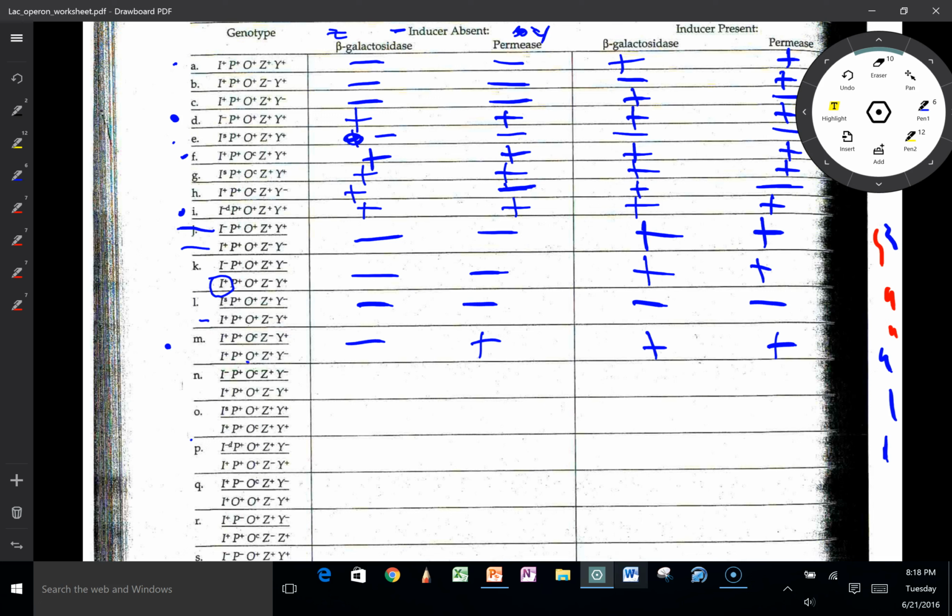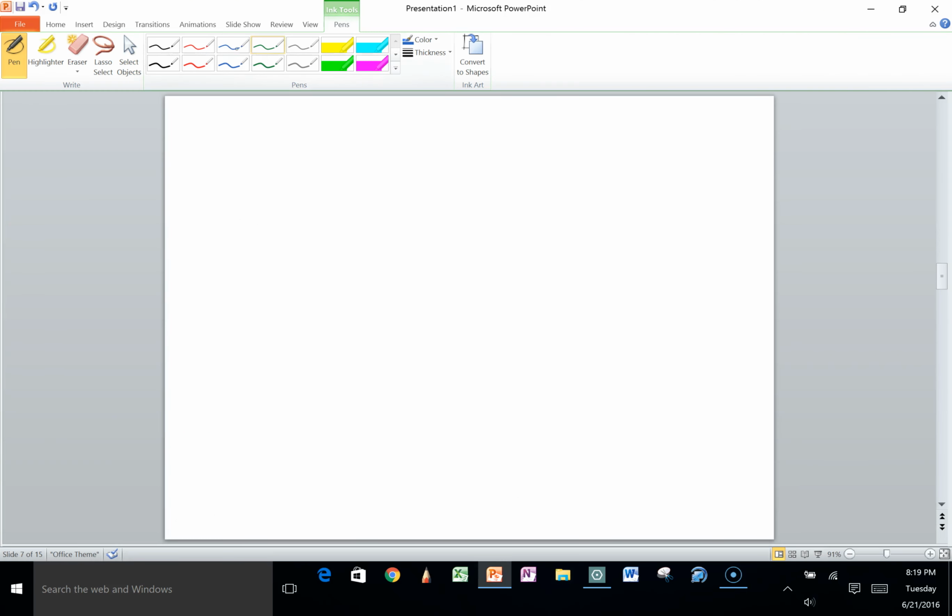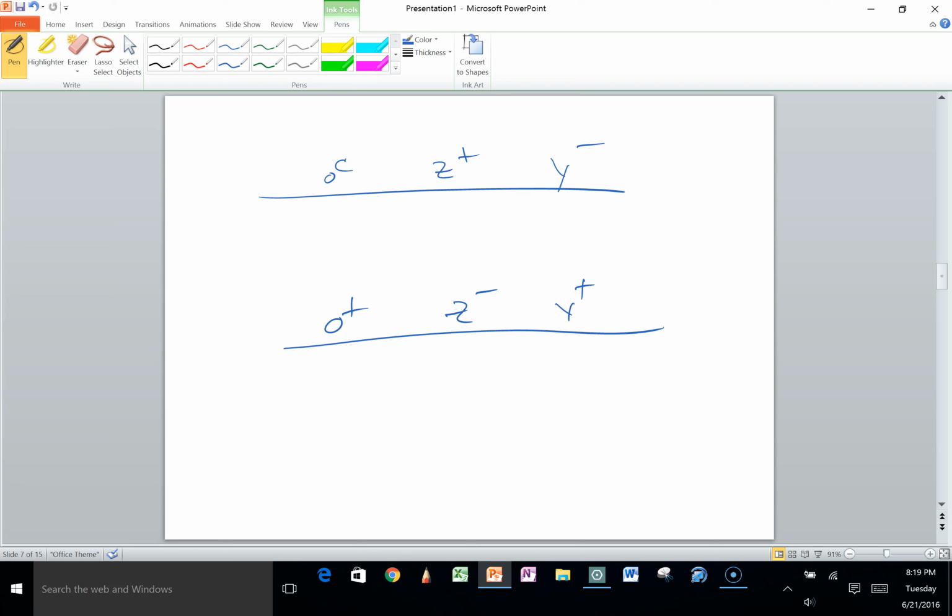So what acting in cis means is we've got OC here. This might be a different example. We've got O plus here. And the reason we have Z minus and Y minus is so we can tell if we make Z, Z's got to come from the top. If we make Y, Y's got to come from the bottom.